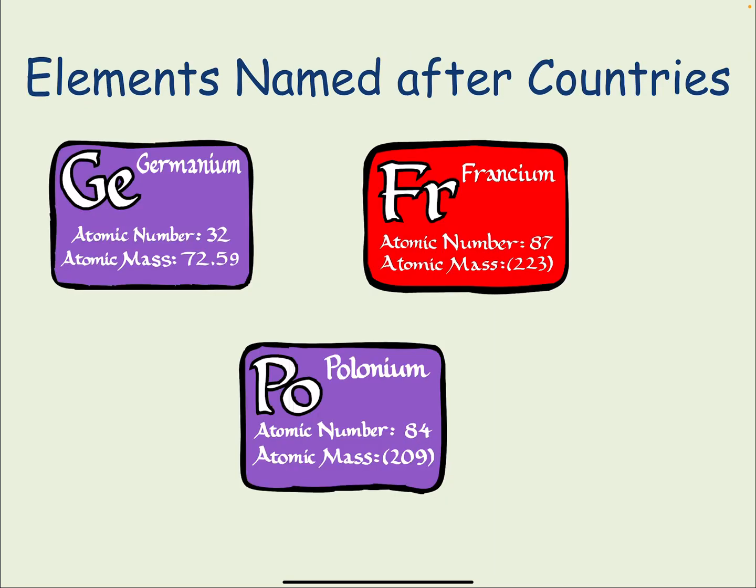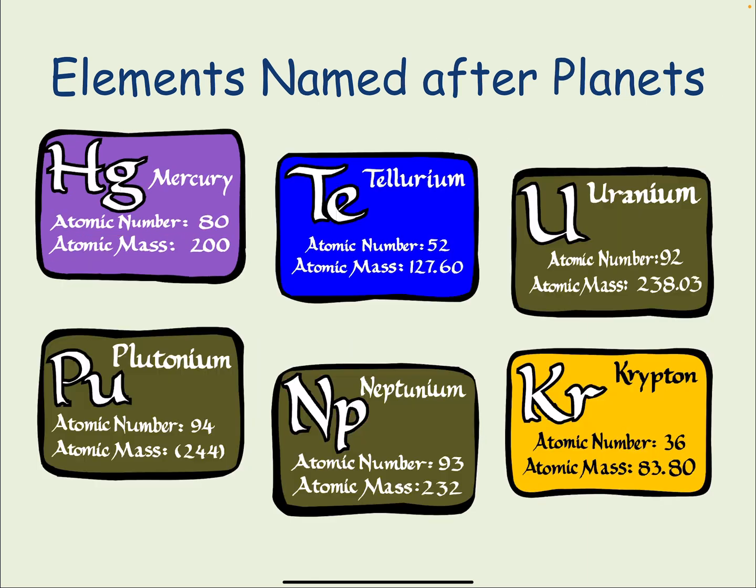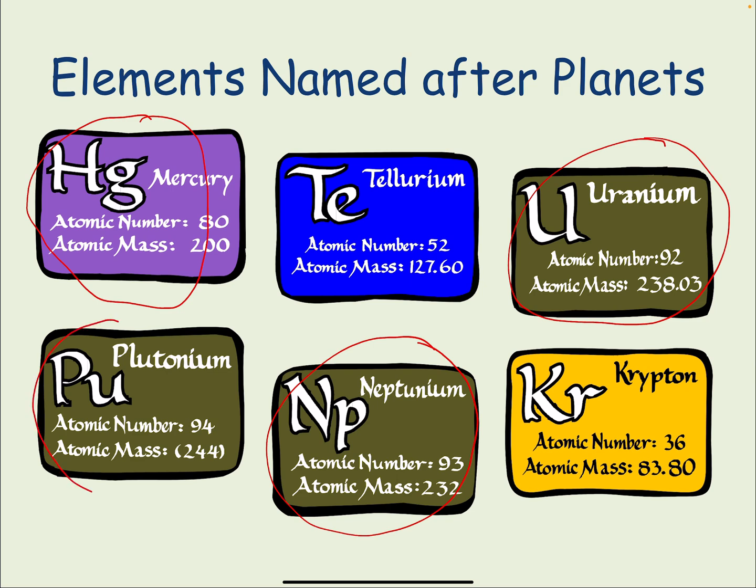Here are some elements named after countries. So germanium, named after Germany, francium, named after France, and polonium for Poland. Again, they all have different atomic numbers. So polonium 84 is the 84th element in the periodic table. There are some elements named after planets. So Mercury, uranium, Uranus, Neptunium, named after Neptune, plutonium. Obviously Pluto is a dwarf planet now.